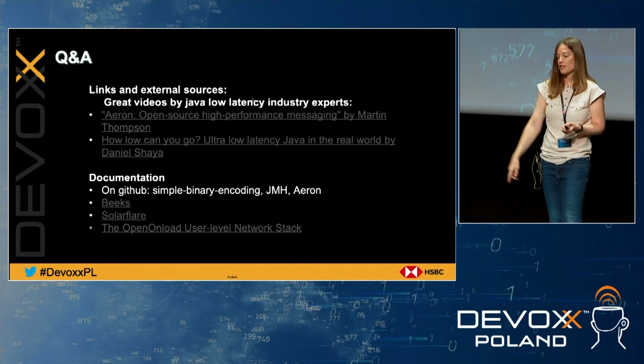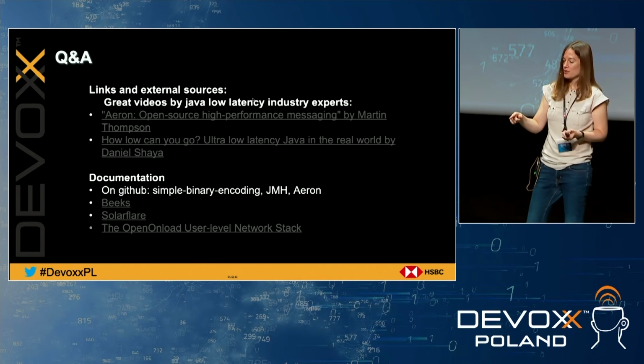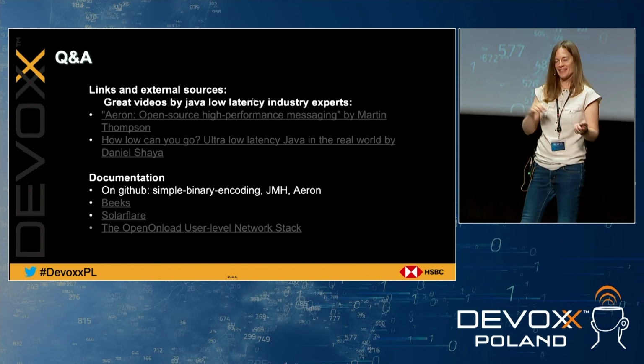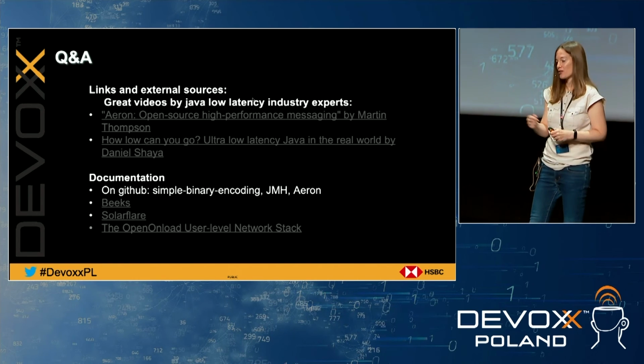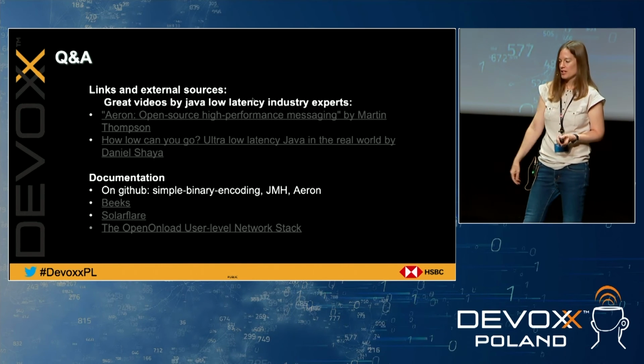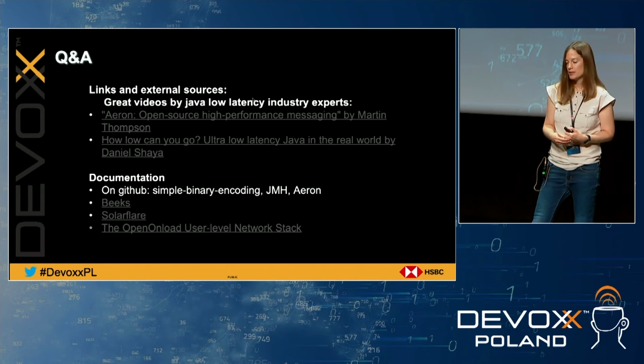And there are some good links I've put here to some videos. One is on Aeron by Martin Thompson. The other is "How Low Can You Go", which I mentioned. This is about the whole C++ versus Java debate, the pros and cons, and him arguing that Java is indeed fast enough. And then there's lots of documentation. A lot of this stuff is on GitHub.